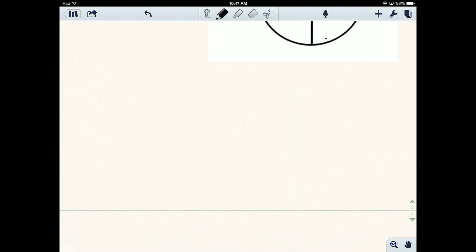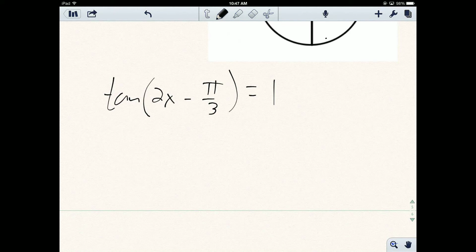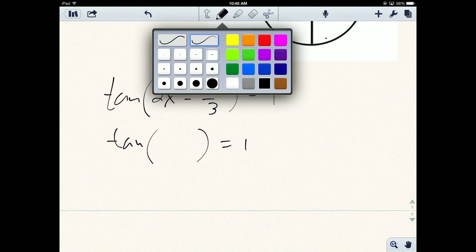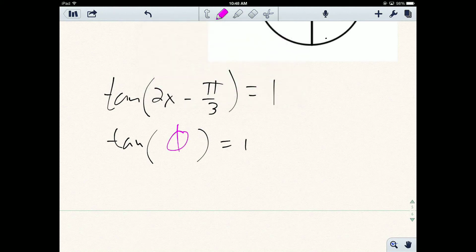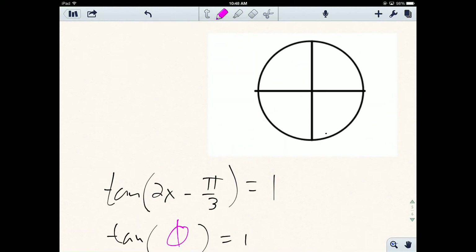equation that we have: tangent of 2x minus pi thirds equals 1, right? Well, think about that as just tangent of some angle equals 1. And that angle is going to have to be up here, like pi fourths, right? It can also be down here at 5 pi fourths.